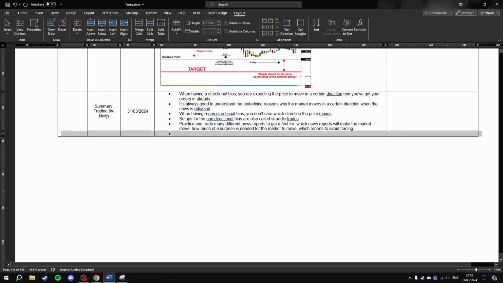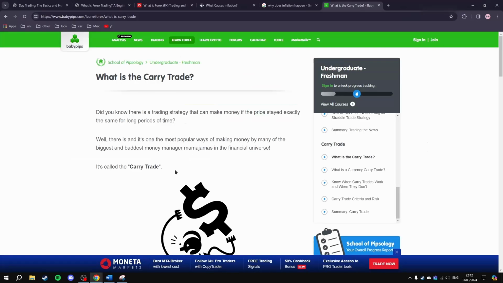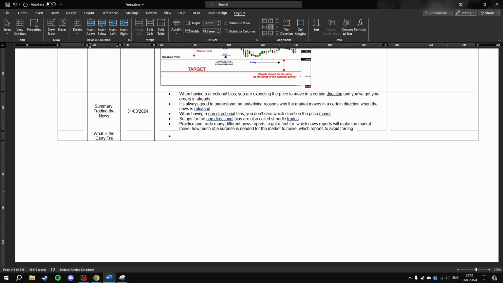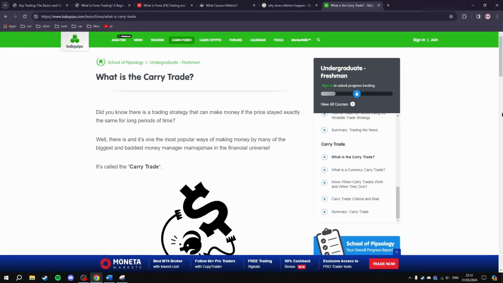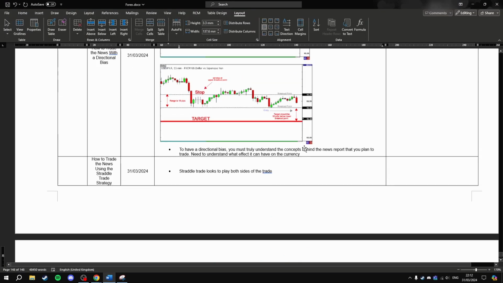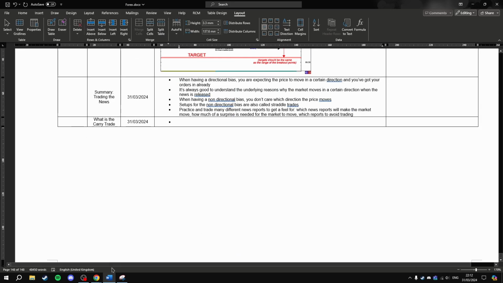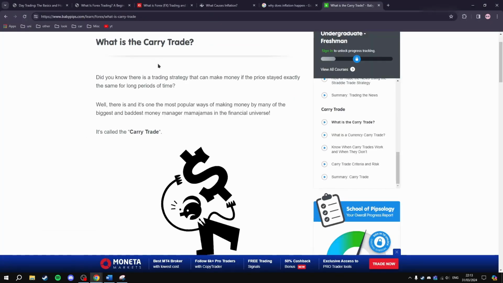So what is the carry trade? Oh, that question is really bugging me now. I don't really understand why it's above if you're going bearish on it. Because look in this diagram. The bearish, you want it to go down here. So you place your entry order below the lower breakout point, not above the upper breakout point. So I don't know why. I don't know. Anyways, what is the carry trade?